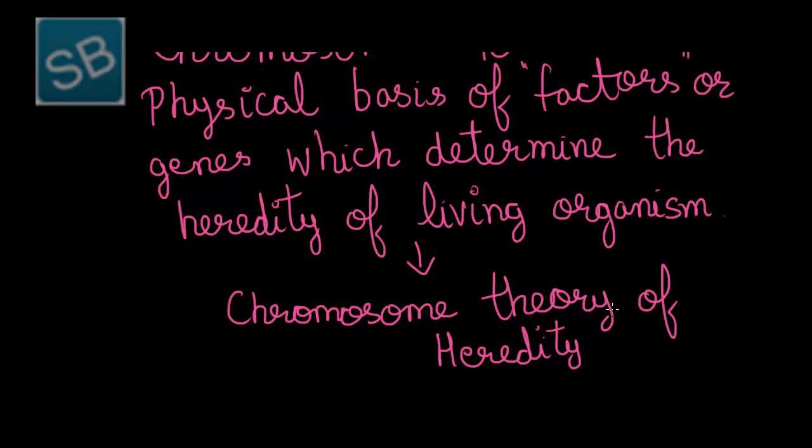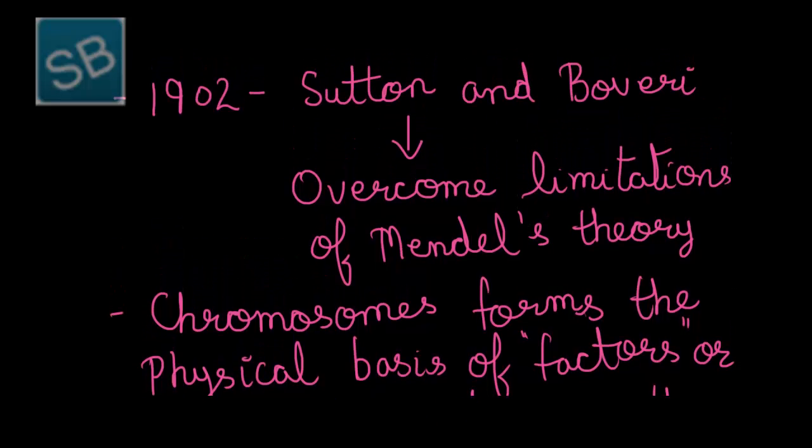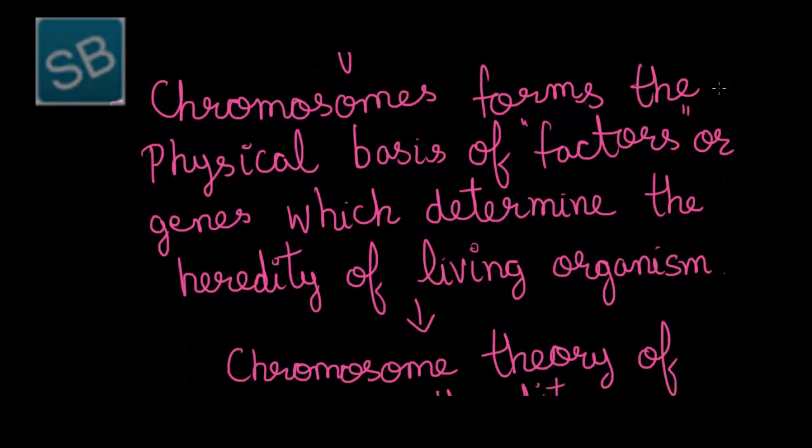Now, as we all know, although Mendel proposed the theory of heredity and variation, where he considered the basic unit as factors, later on he found various limitations within the theory that were not acceptable to others. So, in order to overcome such limitations, these two scientists proposed in 1902 the chromosome theory of heredity, in which they predicted that chromosomes form the basis of any gene or factor and determine the heredity of any living organism.